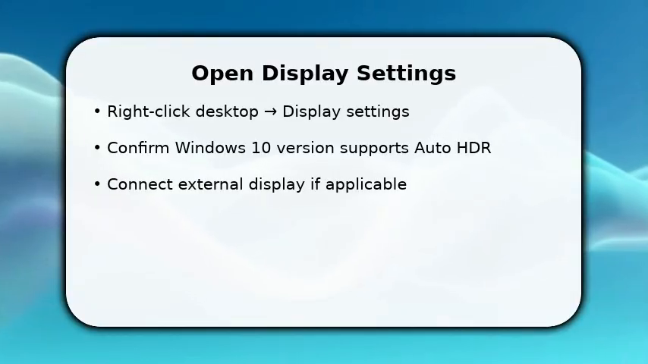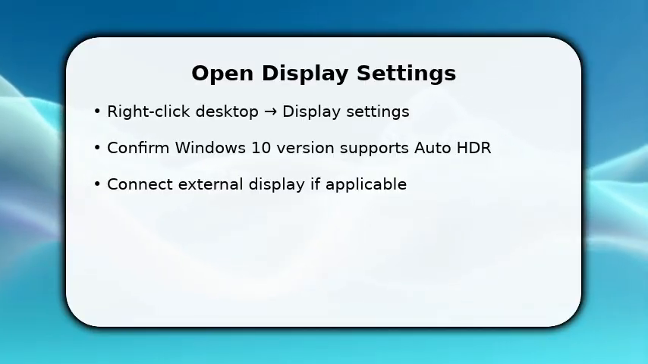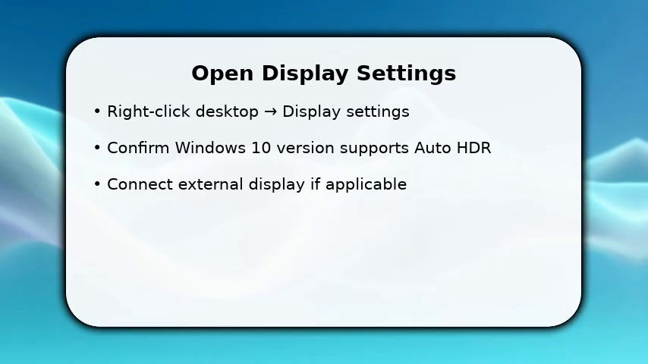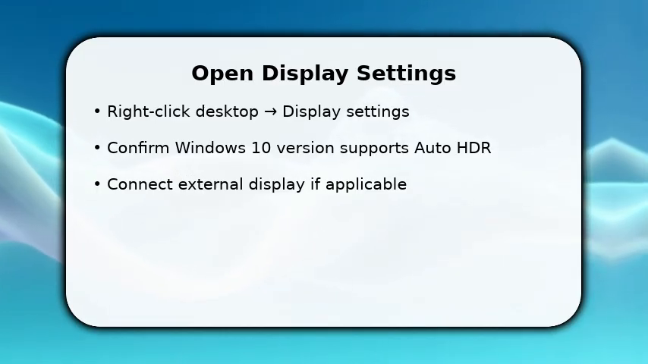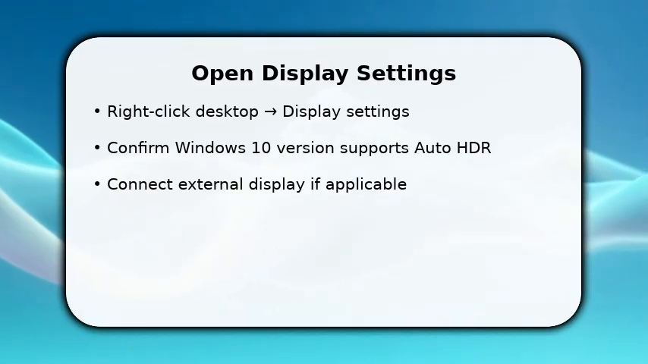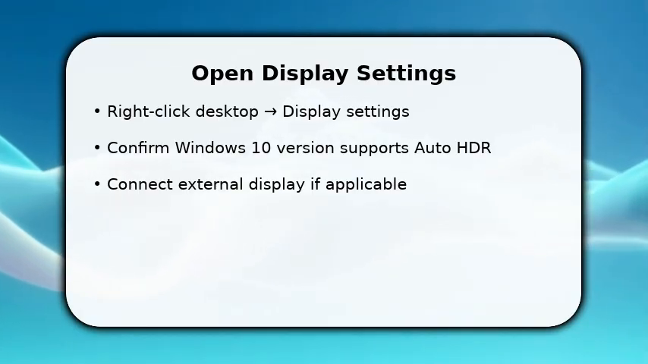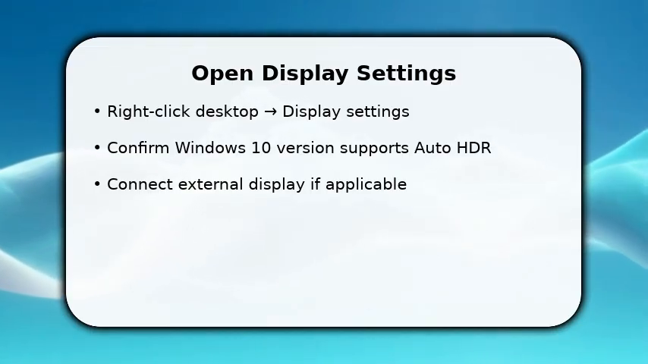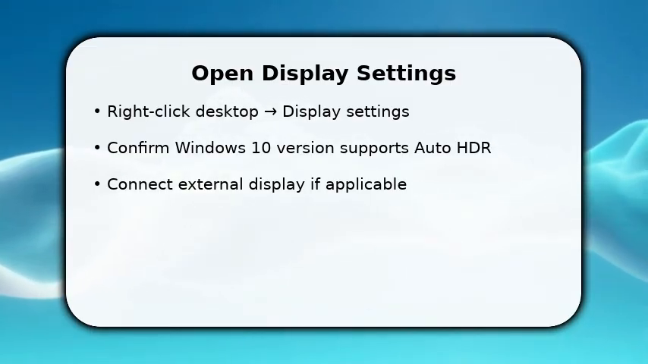You start by opening display settings directly from the desktop. Right-click and choose Display Settings. Once there, make sure your Windows 10 build supports Auto HDR and that your GPU drivers are up to date, because the option won't appear otherwise. If you plan to change settings for an external monitor, connect it now so Windows detects its capabilities.